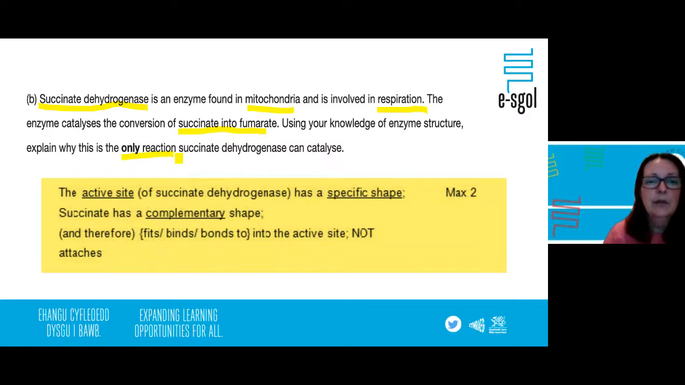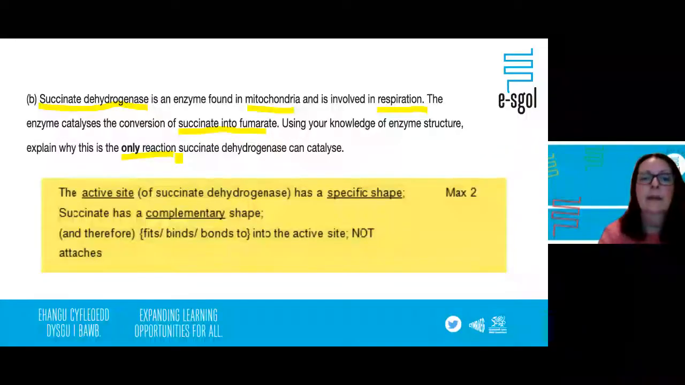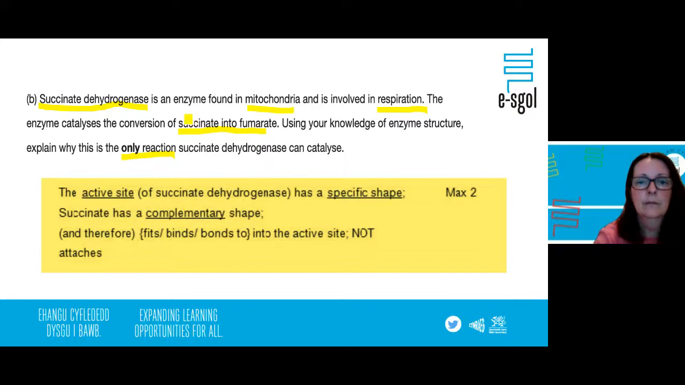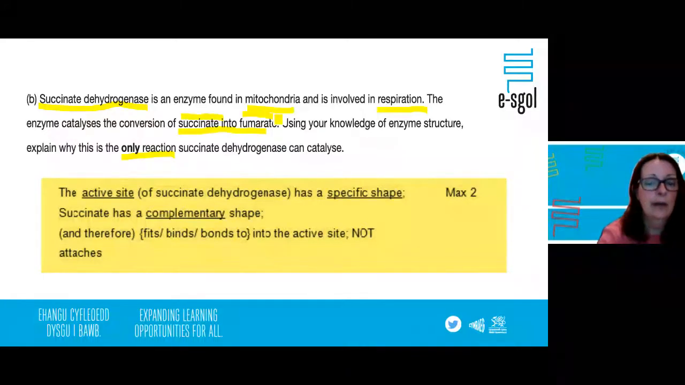Okay, so this is a 2-mark question, and you can see here that it's underlined the active site. So it's asking us to think what the active site is of the enzyme, and it has a very specific shape. And the substrate that we want to break down is here. So this succinate we want to break down into the product, which is fumarate.